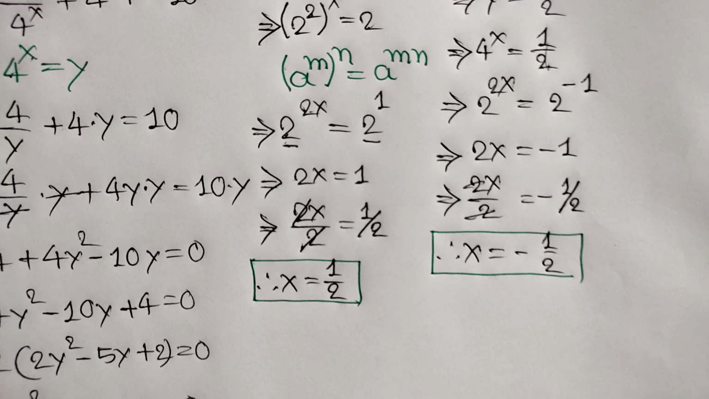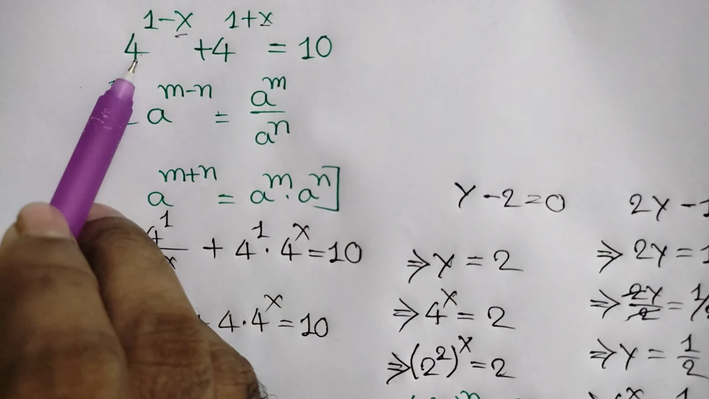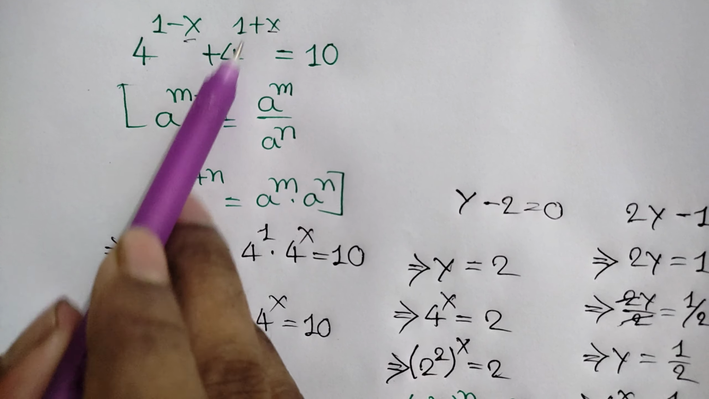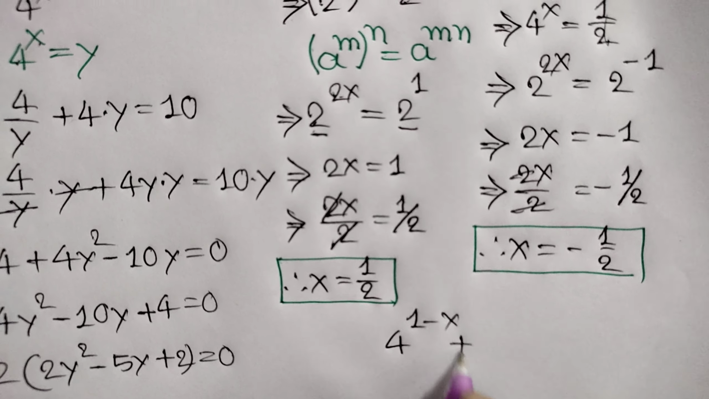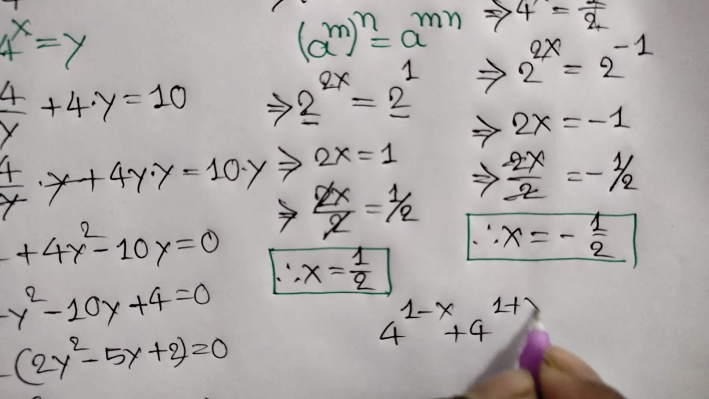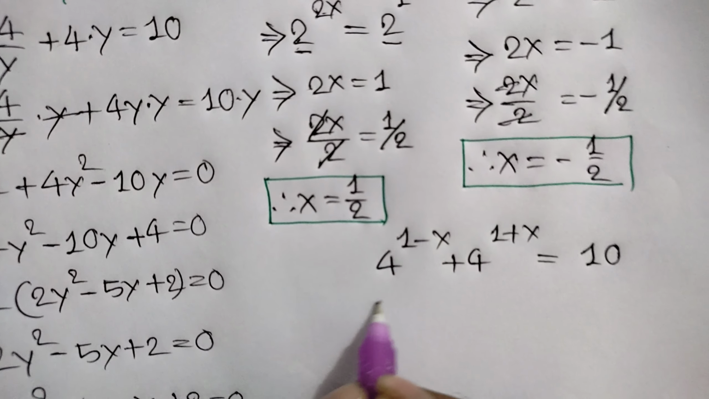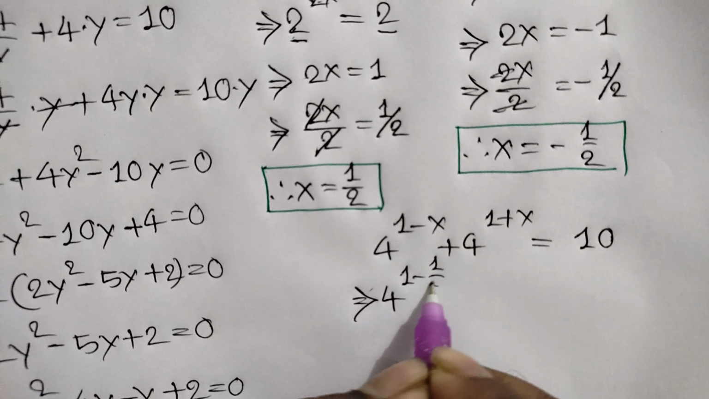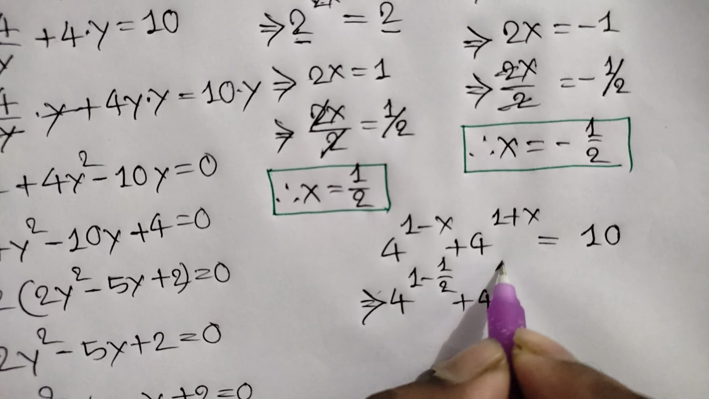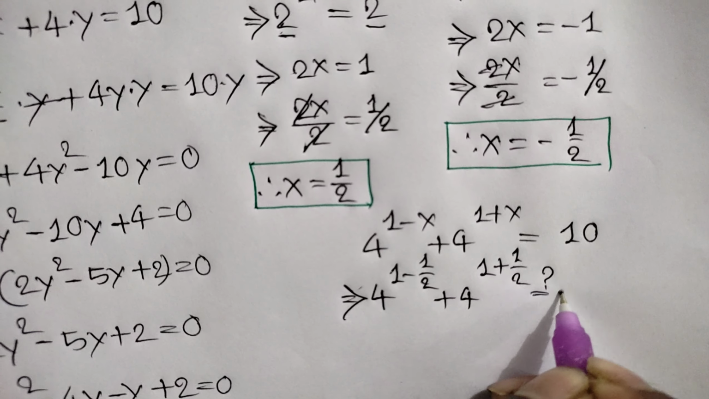Now let's check. Our question is 4 to the power 1 minus x plus 4 to the power 1 plus x is equal to 10. Here x is equal to half, so we can write 4 to the power 1 minus half plus 4 to the power 1 plus half, is it equal to 10?